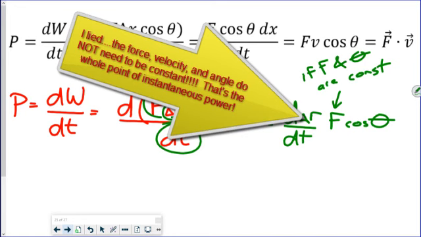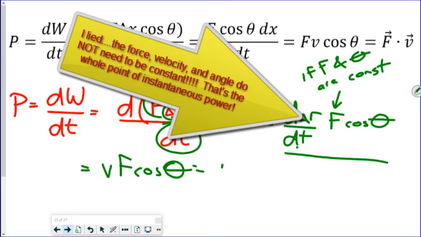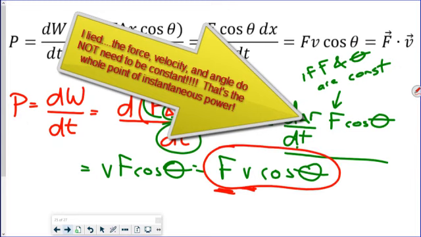So we're over here now. So it's the change in position per unit time times F cosine theta. Oh, well, change in position per unit time, that's just velocity. So that's velocity times force times cosine theta, or more commonly written, F v cosine theta. And again, theta is simply the angle between your force and your velocity vectors. Okay, and then sometimes you'll see that written as a dot product.